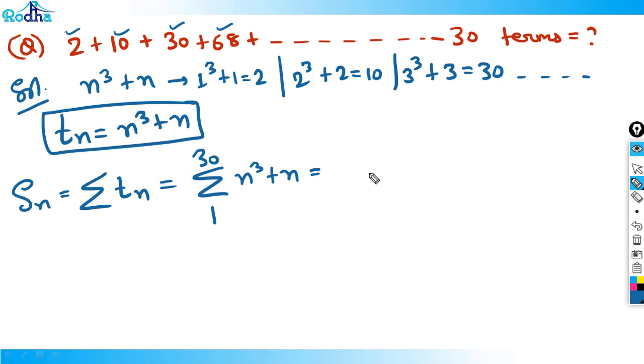Right? Now it is what? Summation of 1 to 30 for n cube plus summation of 1 to 30 for n. Okay, now you can simply solve it, right? It's simple now. Summation of 1 to 30 n cube plus summation of 1 to 30 n.